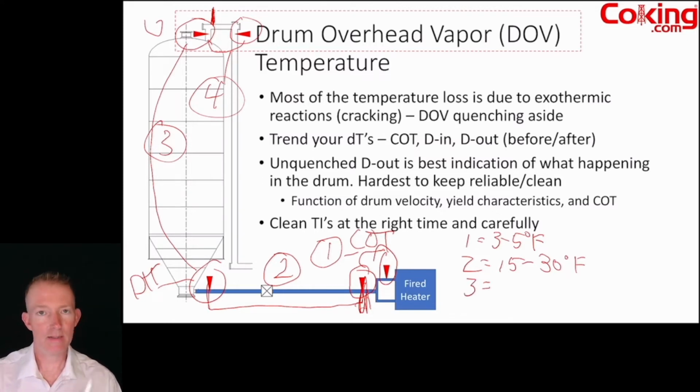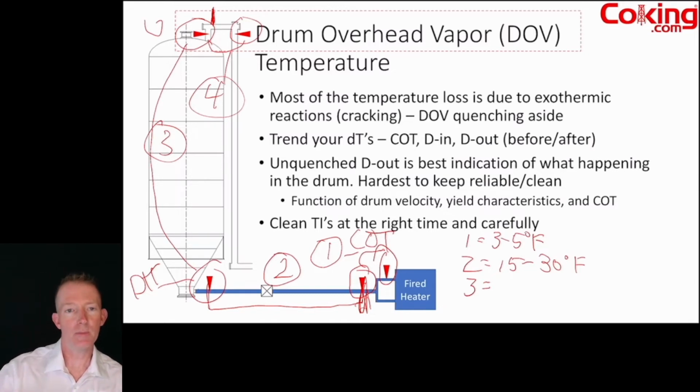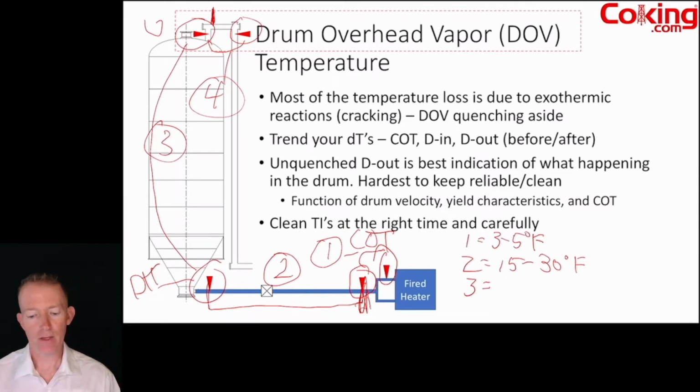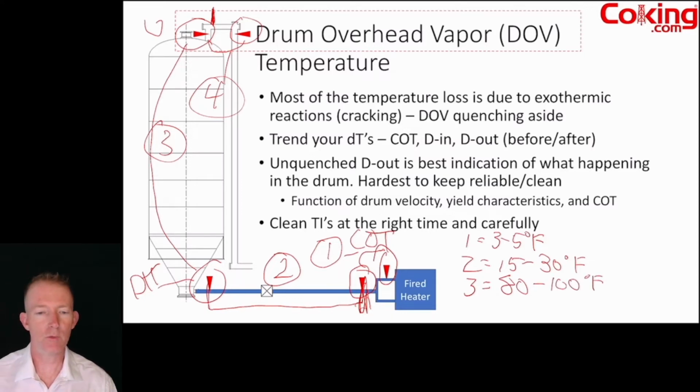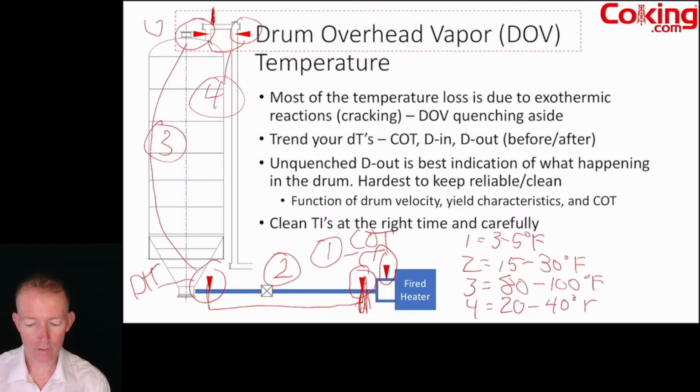Number 3 is the biggest DT, because as you might expect, that's where the longest residence time is. That's where all the reaction can happen and you can really suck the energy out. So that delta T is somewhere in the order of 80 to 100 degrees Fahrenheit, somewhere in that neighborhood. And then number 4, it depends on how much you're quenching, but that can be on the order of 20 to 40 degrees Fahrenheit.